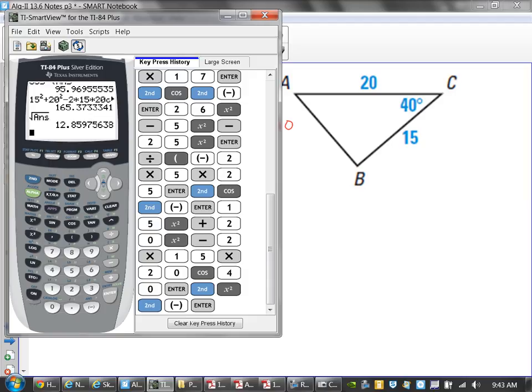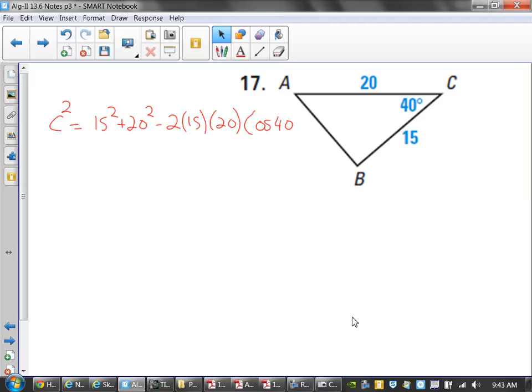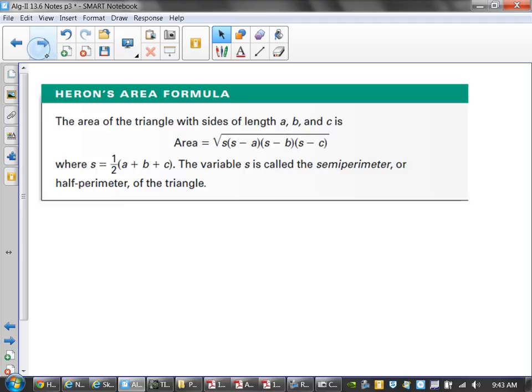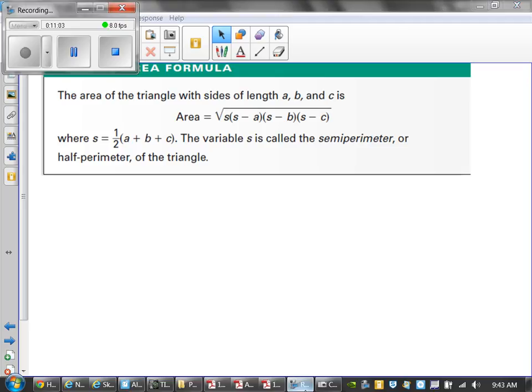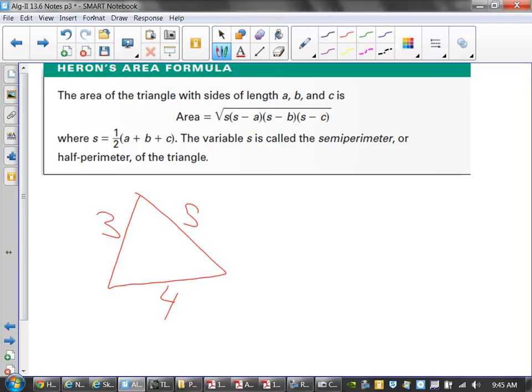Or it'd be easier if you knew it was a right triangle. Did you get it? What else we got? All right, hold on to this one. Let's talk about the last little bit of this section. Tomorrow's quiz. May or may not. This does not help me.